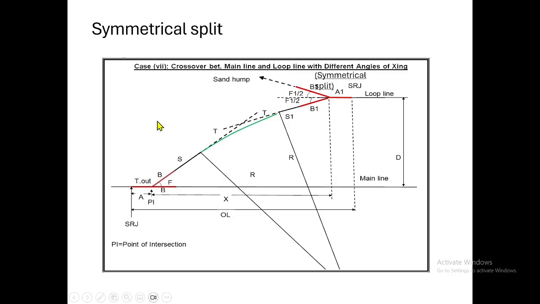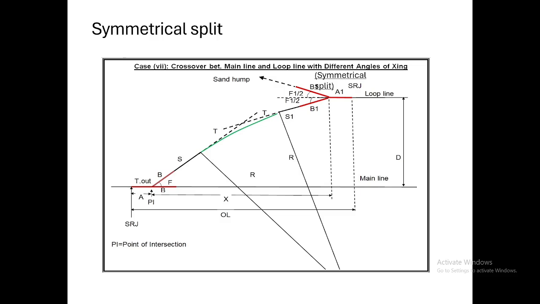So next, crossover between the main line and the loop line with a different angle of crossing. Okay. But symmetrical split here. So I told symmetrical split, where we are providing almost all stations, particularly the wayside stations, for isolation purpose, and we used to provide the stacked detent at the end of the loop line. Okay. Whether it is a double line or single line. In single line, all four sides will be there. In double line, only the directional movement side will be there.